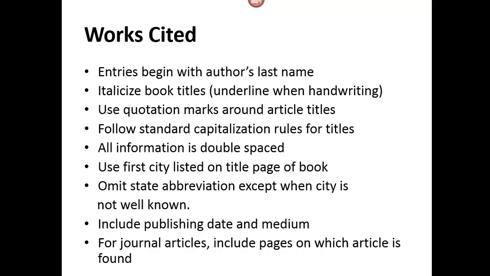You'd have to also include the publishing date, the year that it's published, and the medium. So if you're citing a book, it's probably going to be in print unless it's an ebook. And so the medium is the format of the source. So if it's a web source, you're going to use web as the medium. If it's a print source, you're going to use print. And so make sure you note those things. And for journal articles, you'll include the pages on which the article is found as part of the works cited entry.